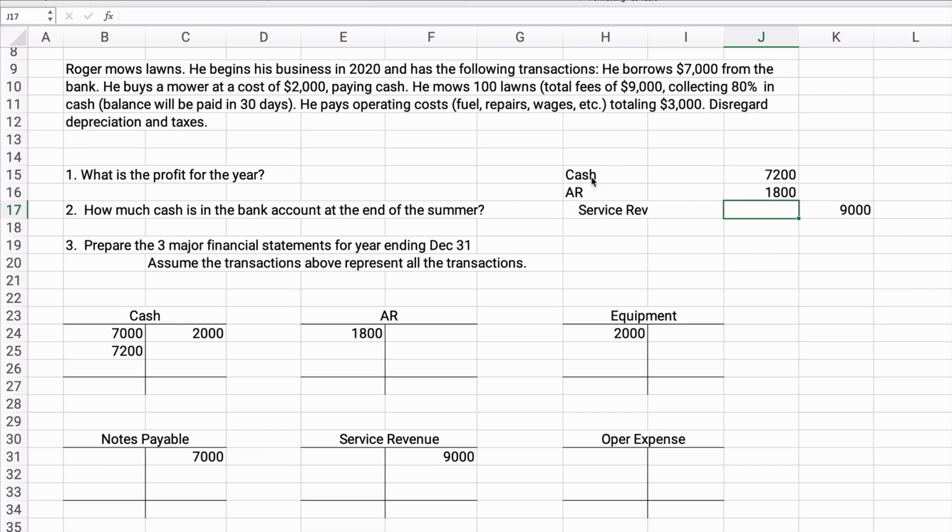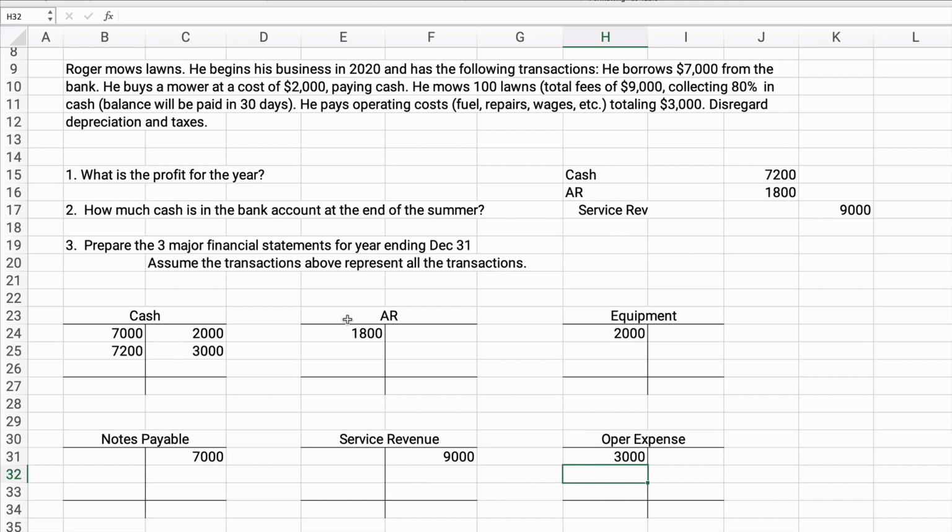Now, you should be in good shape at this point on doing journal entries, but that's the journal entry for that transaction there. All right, he mows 100 yards, collects fees of $9,000, 80% is collected on the fees of $9,000. All right, then the last thing we have is operating cost of $3,000. So this is all paid in cash. So cash goes down $3,000, and our operating expenses go up $3,000.